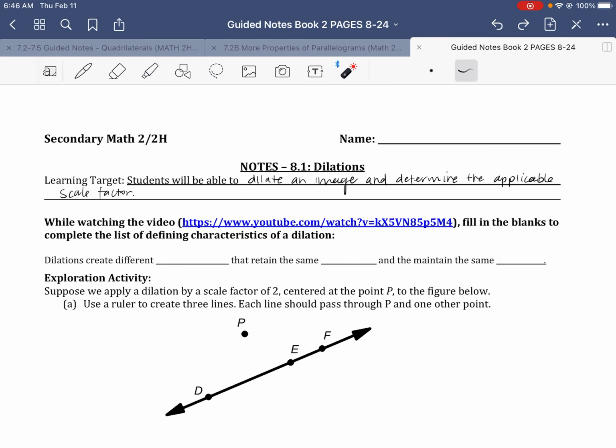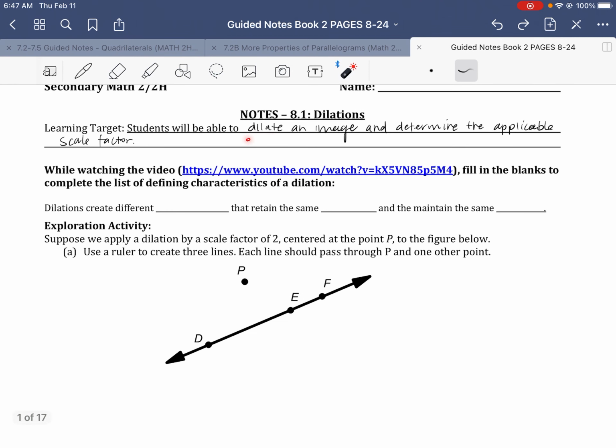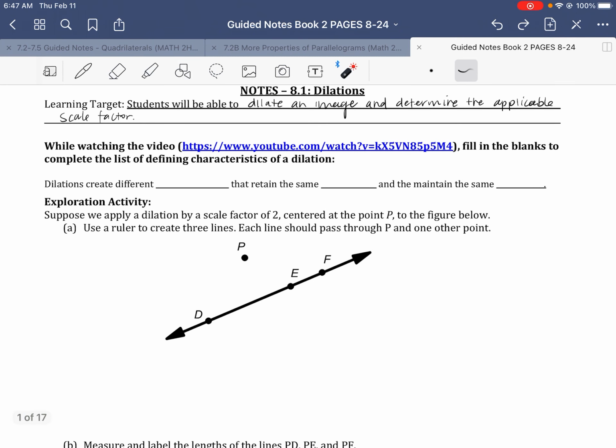So today in this video specifically, we want to be able to dilate an image, both using a ruler and on a coordinate grid, and then determine the applicable scale factor. Okay, so I would go ahead and look up this little video. We watched this little video in class, so if you watch this video, it just introduces dilations in a very quick and simple way. The idea of what it is, the center of dilation, and the scale factor, so just some vocabulary.